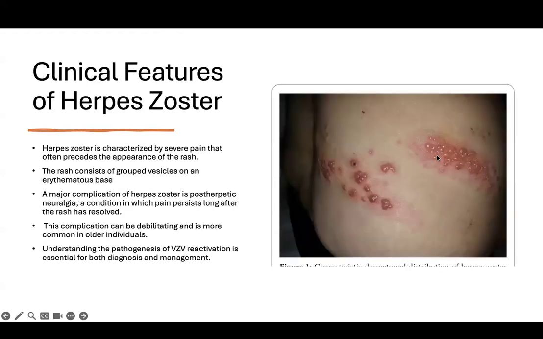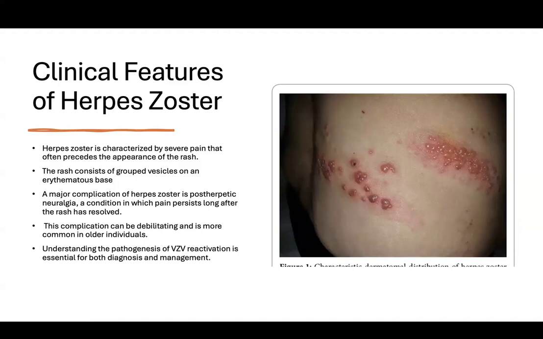So yes, this is basically an example of herpes zoster. It's very similar to what you see with herpes simplex. These very big fluid-filled sacs will be popping over and crusting over, and you have this erythematous base. So these are very clinical. Usually this is harmless. They usually resolve within a week or two.